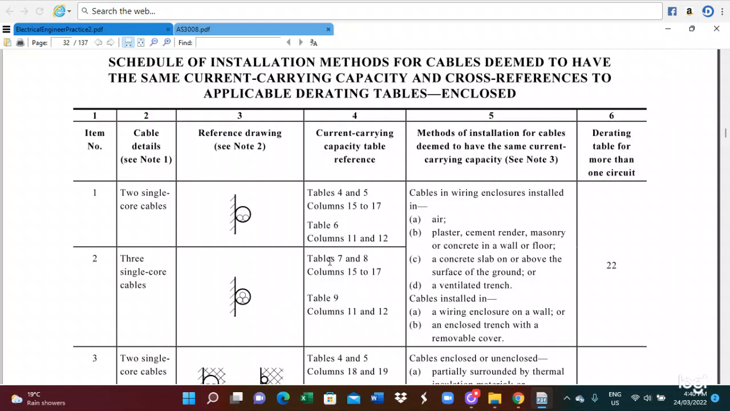So in this case, table 7 and 8, columns 15 to 17, and table 9, columns 11 and 12. V75 is in table 7, V90 in table 8, and V110 is in table 9. So this is the way that we have to refer to the cable.